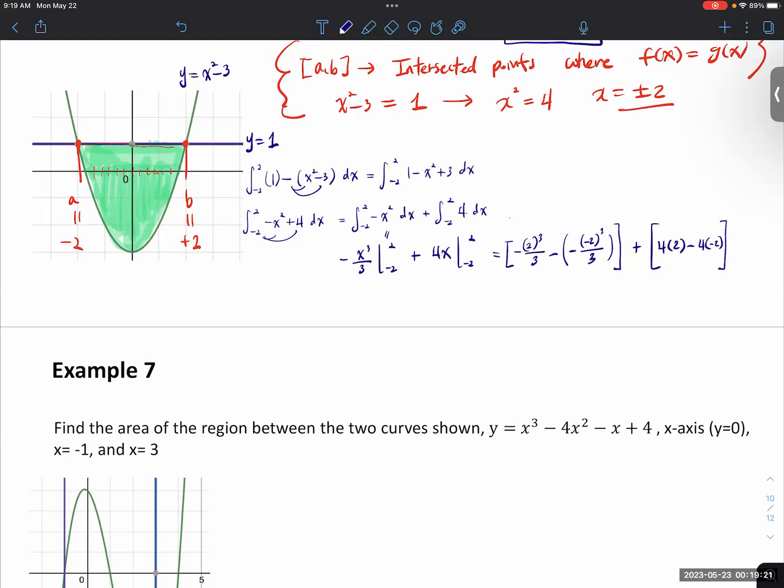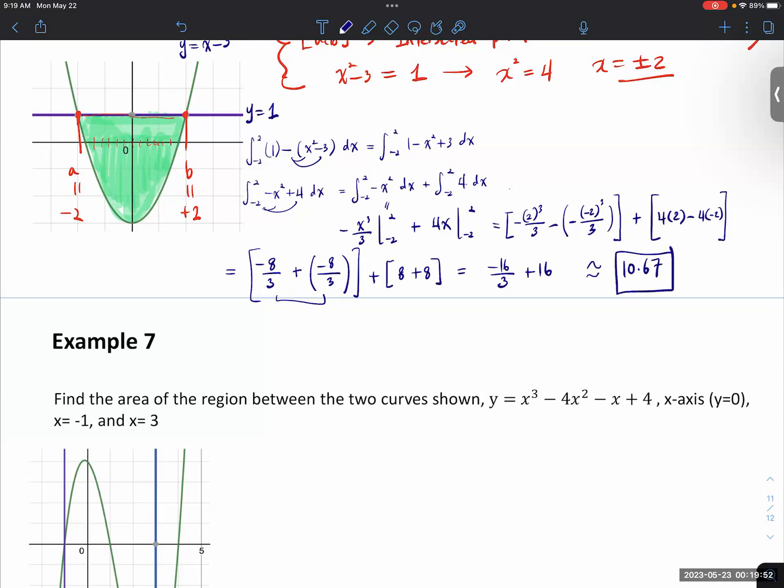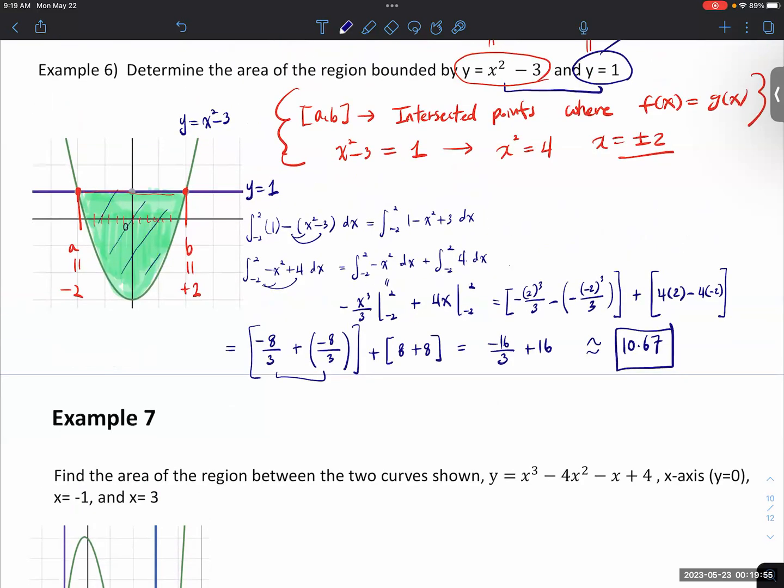Are you okay? Yes, so we're going to calculate it. This is negative 8 over 3, and then the double negative changes to positive, and then we have another negative 8 over 3. Am I correct? And that's the first part, and then 8, double negative changes to positive. So you're going to calculate this too: negative 16 over 3 plus 16. So you can now convert it to the decimal, around 10.67. So that's the area of the green one.